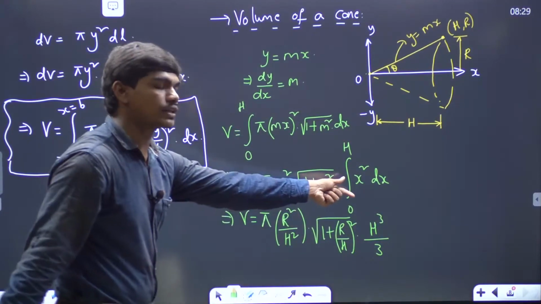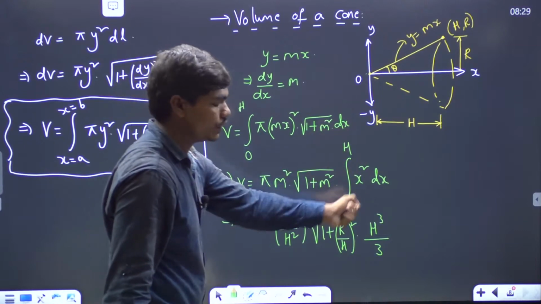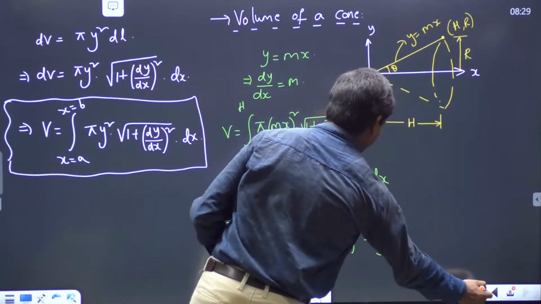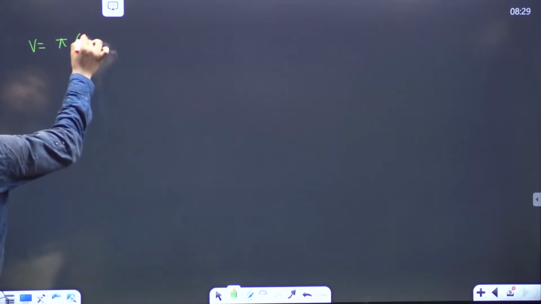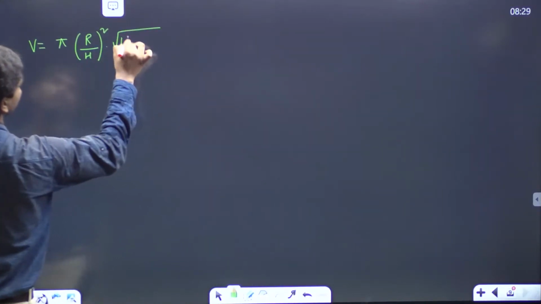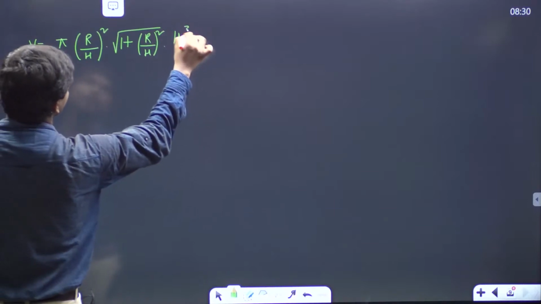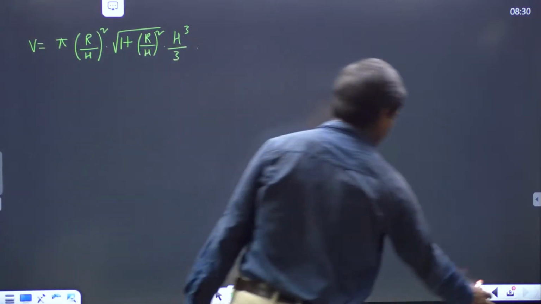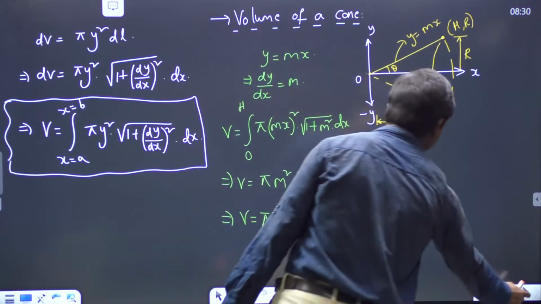Correct? Because integration of x square is x cubed by 3. So when you substitute the limits from x equal to 0 to x equal to h, you will have h cubed divided by 3. So let us try to calculate this value. V is equal to pi into (r by h) whole square into root of 1 plus (r by h) whole square into h cube by 3. So this is what we had, correct? r square by h square into root of 1 plus (r by h) whole square into h cube by 3.